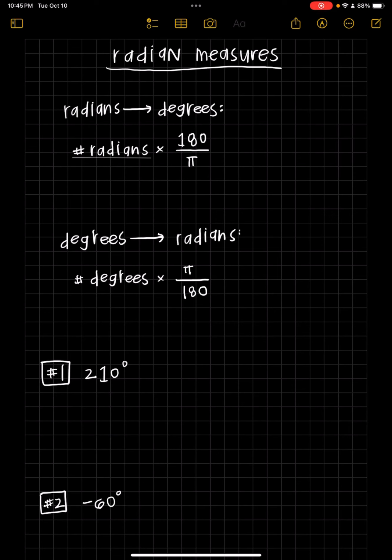Hi everyone, so in the last video we talked about definitions of lines and points and circles, and now we're going to talk about something else within circles that you may not know. So in circles we can measure the angle of a circle, or really any angle, in two different ways. We can measure in degrees, which is what we're used to.